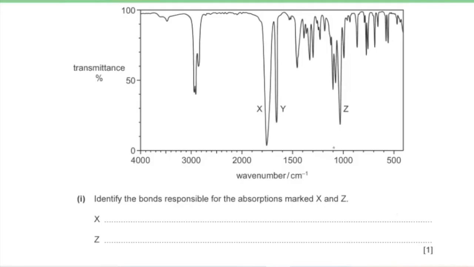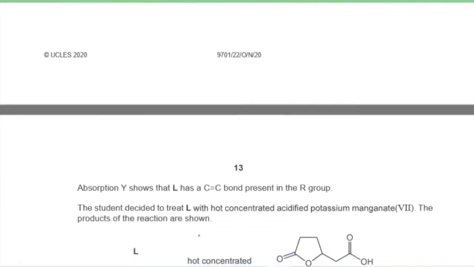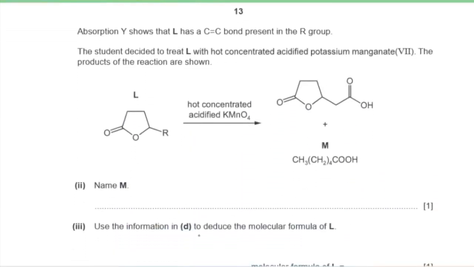Now, when you take these values and match them with your data booklet values, you will know that X is due to a carbon to oxygen double bond, and Z is due to a carbon to oxygen single bond, and both of them are present in the ester group. Absorption Y shows that L has a C to C double bond present in the R group. The student decided to treat L with hot concentrated acidified potassium manganate. The products of the reactions are shown. Part 2, name M. So M is hexanoic acid.